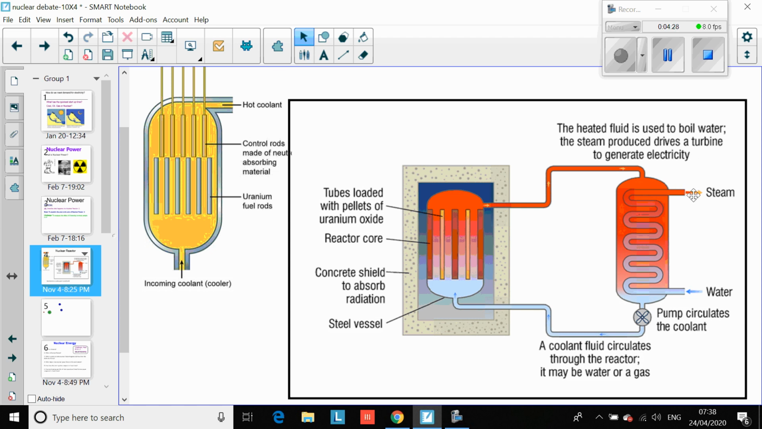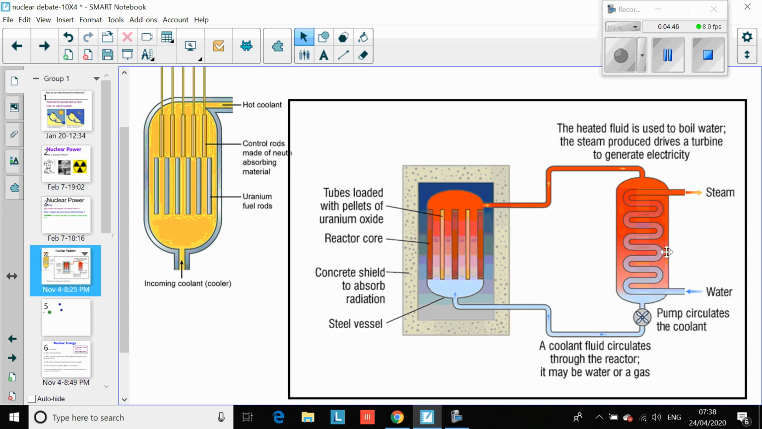So the water is then turned into steam. Okay, and steam, as you know from the last couple of lessons, can be used to run a turbine which generates electricity. Okay, so hopefully that gives you some idea about how this works.